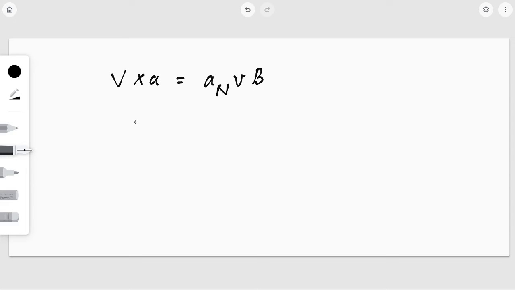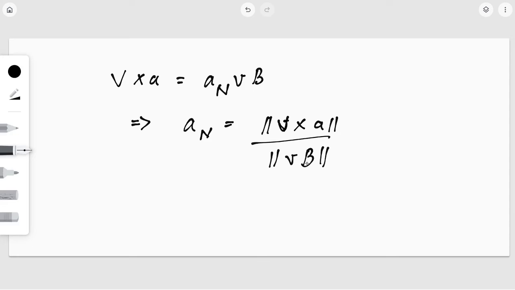Or what do we have? We have that a_N will be none other than magnitude of V cross A by magnitude of V, into B. Now we know the magnitude of B is 1 because it is a unit vector. So we have this as magnitude of V cross A by magnitude of V.